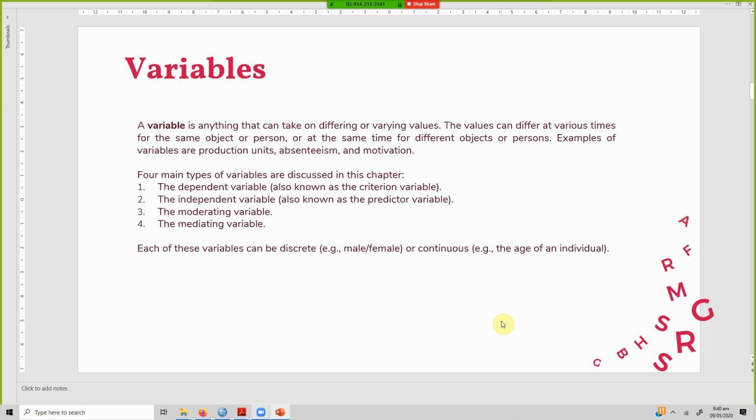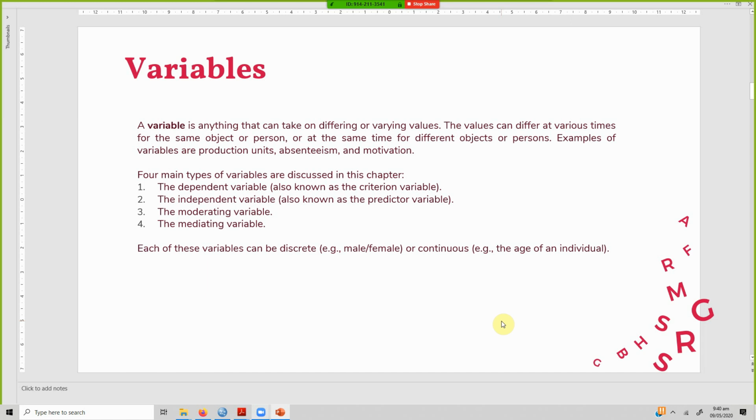Now there are four main types of variables that we are going to discuss. The dependent variable, also known as the criterion variable. The independent variable, also known as the predictor variable. The moderating variable and the mediating variable. Mediating is also referred to as the intervening variable.